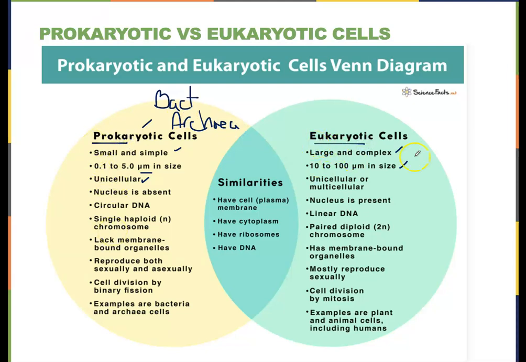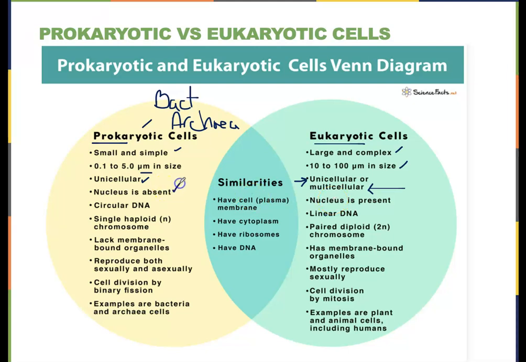Eukaryotic cells are everything else, right? Plants, animals, fungi, protists, they are all eukaryotic cells. So they can be unicellular, like an amoeba or those images of protists that we saw consisting of just one cell, or they can be a multicellular organism like we are, right? Like really large plants, or any plant or animal.